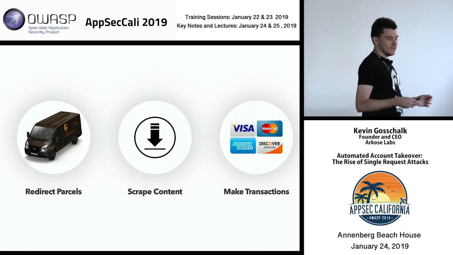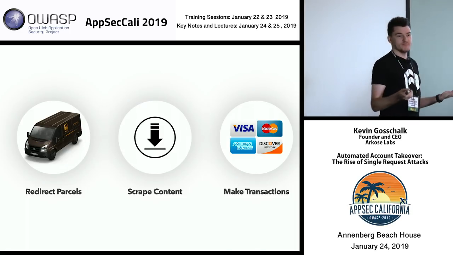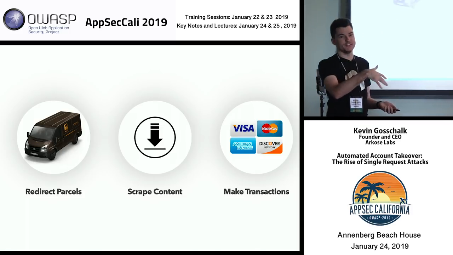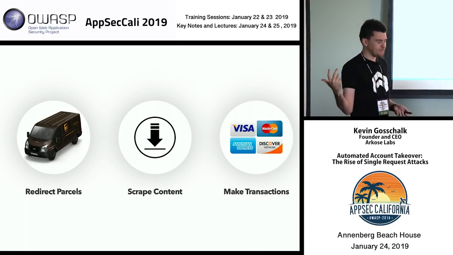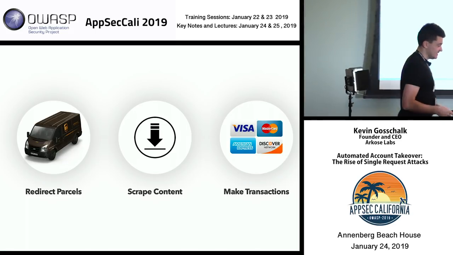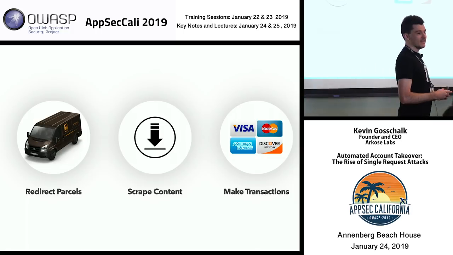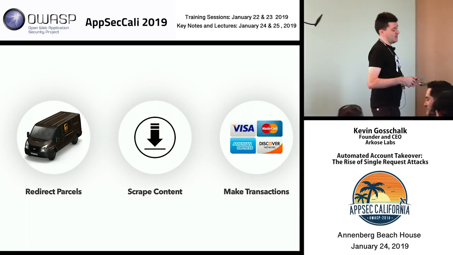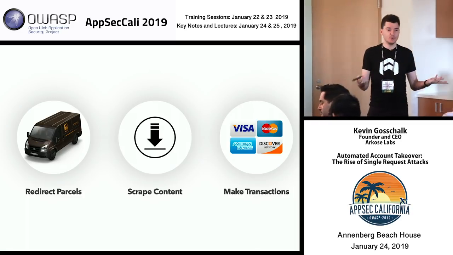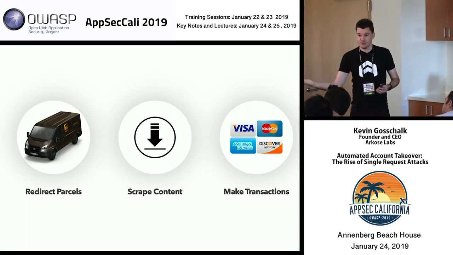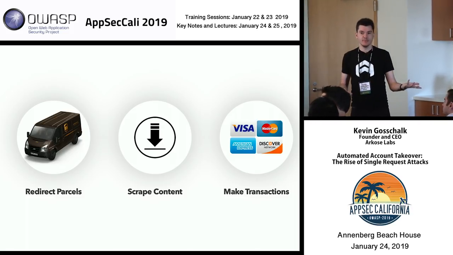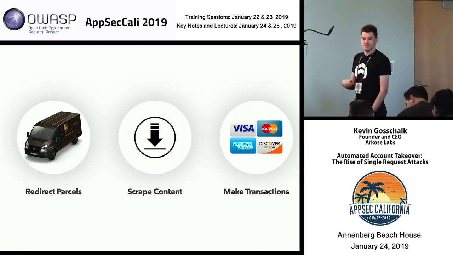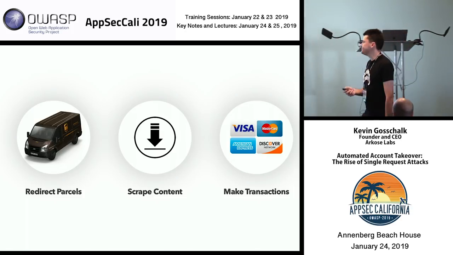Scraping content, if they can get into your account, maybe you have a premium service with a photo website or something, they can grab all that content and sell it through a third-party website. And then the more obvious use case is making transactions. Obviously, they can get in there and buy things and then resell them. In the context of games, they'll buy virtual goods and sell them to third-party websites. In the context of a website like Amazon, they will simply buy a product, ship it to themselves, and then resell it. So there's a lot of reasons why they would like to do this.